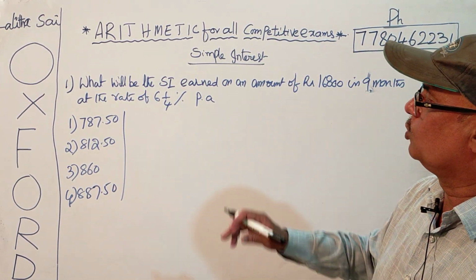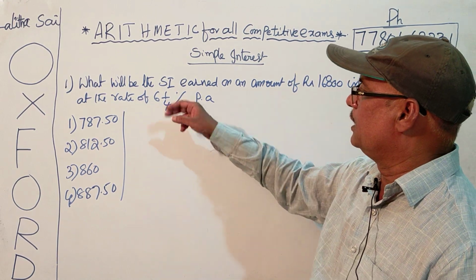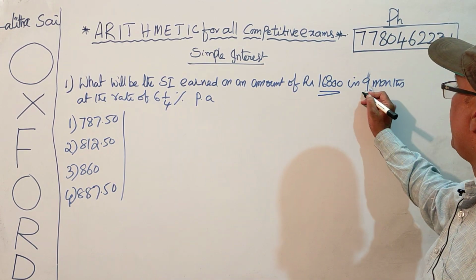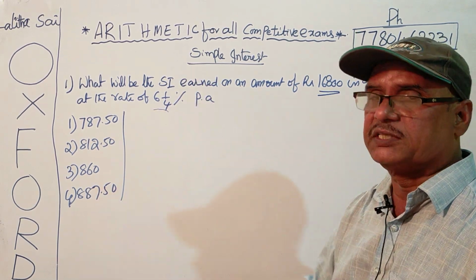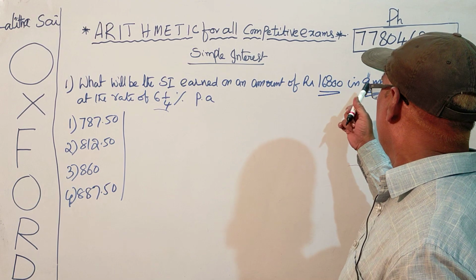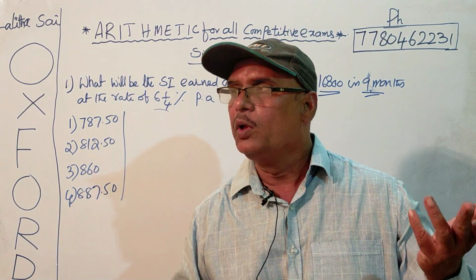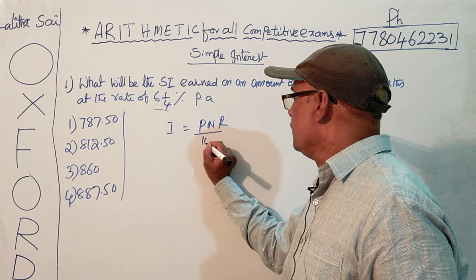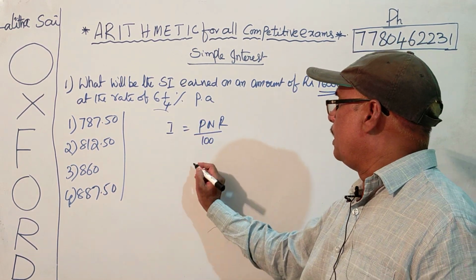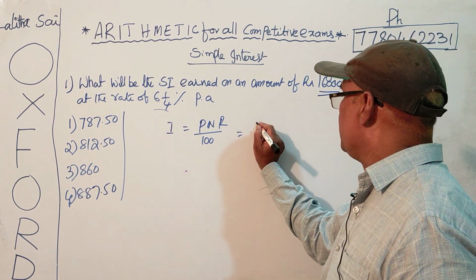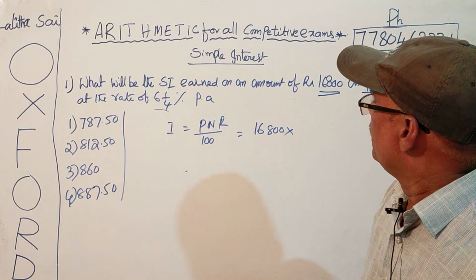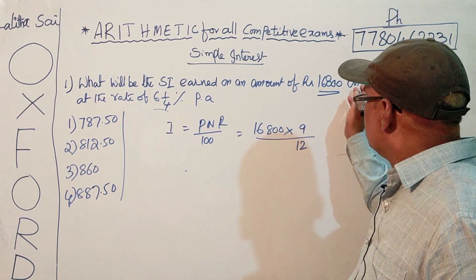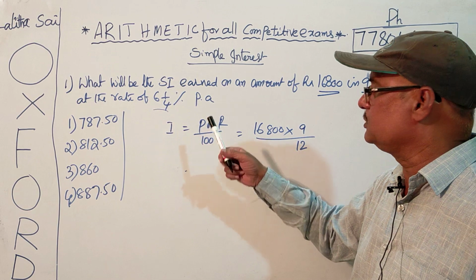Okay friends, let us do the first question here. What will be the simple interest earned on an amount of rupees 16,800 for 9 months at the rate of 6 1/4%? You know the formula for simple interest, that is I equals PNR by 100. Let us substitute the values. P means 16,800, into N means 9 months. 9 months means 9 divided by 12, converted into years because in the formula N is in years.